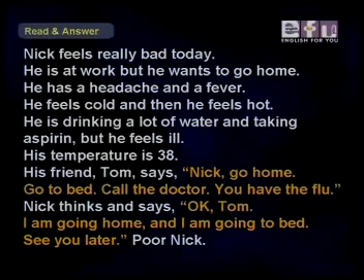Read and answer. Nick feels really bad today. He is at work, but he wants to go home. He has a headache and a fever. He feels cold, and then he feels hot. He is drinking a lot of water and taking aspirin, but he feels ill. His temperature is 38. His friend, Tom, says, "Nick, go home. Go to bed. Call the doctor. You have the flu." Nick thinks and says, "Okay, Tom, I'm going home and I'm going to bed. See you later." Poor Nick.